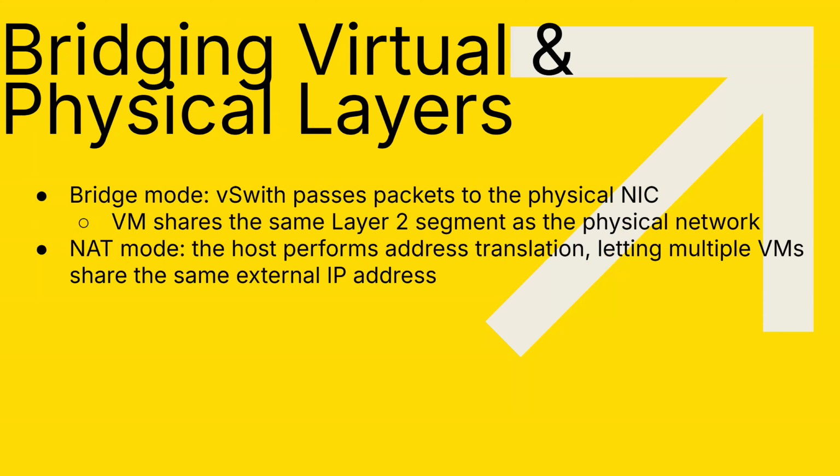In bridge mode, the virtual switch passes packets directly to the host's physical network card, placing the virtual machine on the same layer 2 segment as the rest of the physical network. In NAT mode, the host performs address translation, so multiple virtual machines can share one external IP address while still maintaining private internal communication.